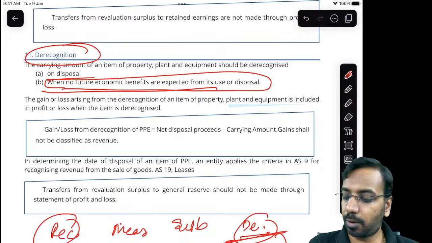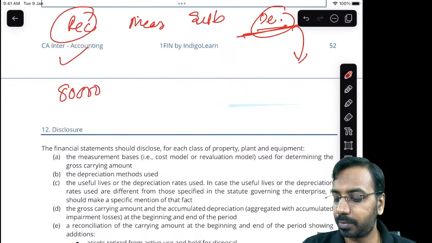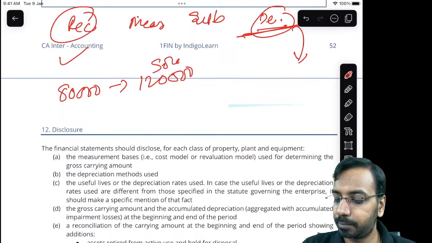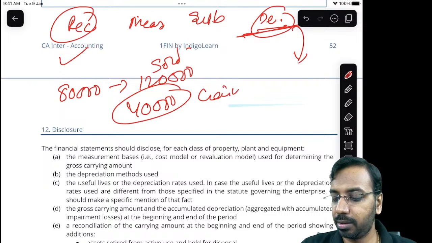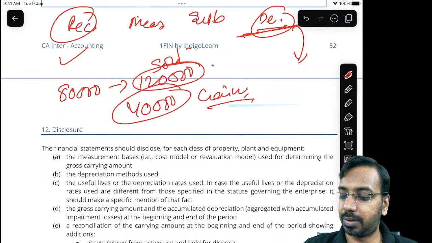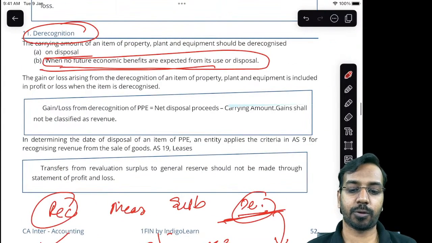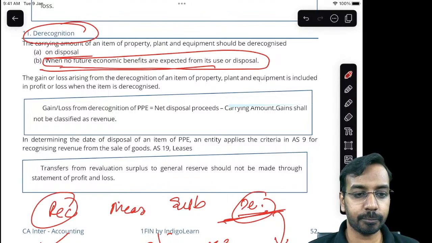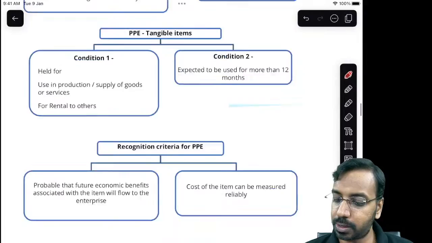When I derecognize it from my financials, I have to move it out from my books of accounts. So what happens is, if the carrying amount is 80,000 and it is sold at, let us say, 1,20,000, 40,000 of gain will be recognized in the P&L. For cash flow purposes, 1,20,000 is considered for AS 3, but for P&L purposes, we will consider 40,000. Disclosures, you can run through it once.